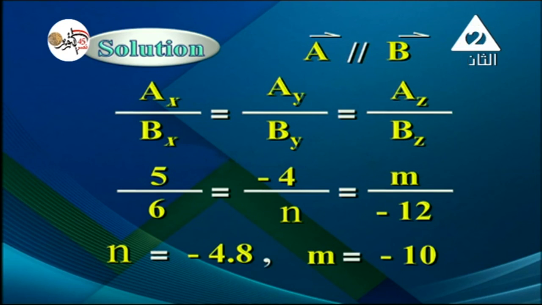Why? Because 5 over 6 must equal m over negative 12. By using cross multiplication, we find the value of m: 5 times negative 12 over 6 equals negative 10. Then n equals negative 4.8 and m equals negative 10.